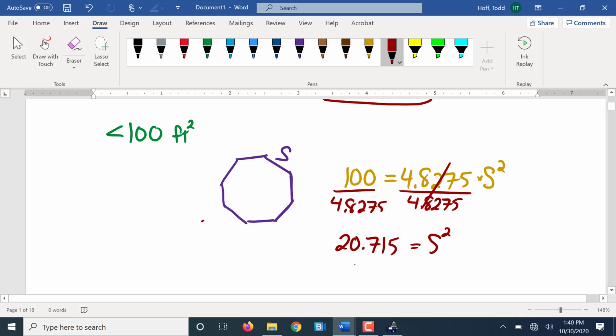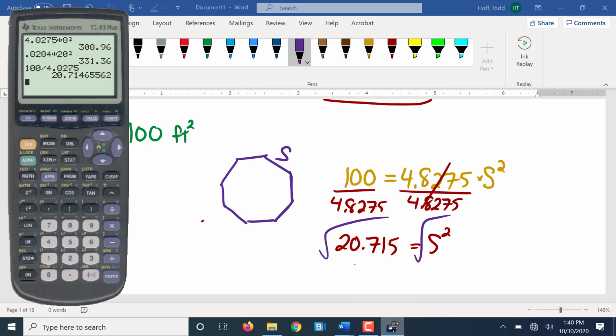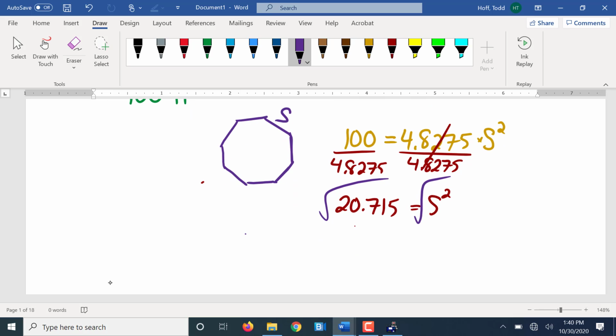Now that's the length of the side squared, so how would I find the length of the side? Square root, exactly. So most of your calculators have an answer function. You can do second square root. Perfect. So 4.551 feet is the length of that side.